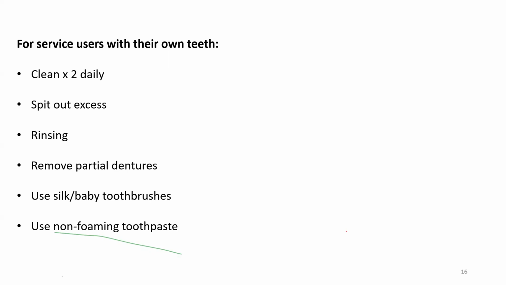We need to remove partial dentures and clean those separately rather than in the mouth, because then we can get to any debris. As we said before, there are toothbrushes of different types. Silk toothbrushes, there are baby toothbrushes with a much softer bristle. That will be much easier on the mouth. So for someone experiencing a painful mouth, it might be more appropriate to use a baby toothbrush with much softer bristles. And then a non-foaming toothpaste, especially if someone has swallowing difficulties, because that's easier for them to remove from the mouth or spit out than a foamy, uncomfortable toothpaste.